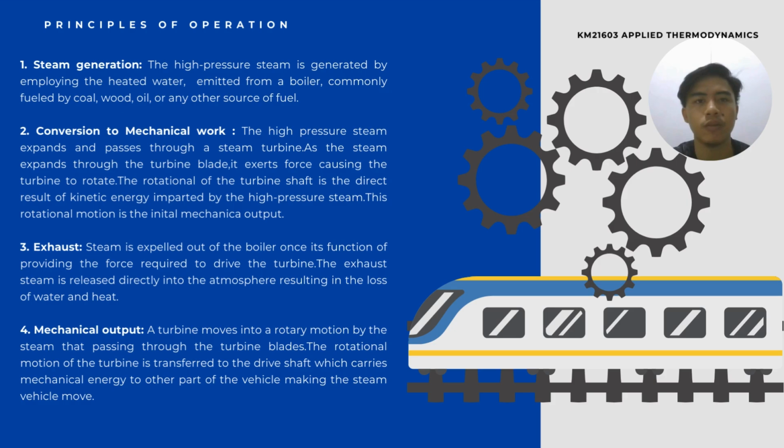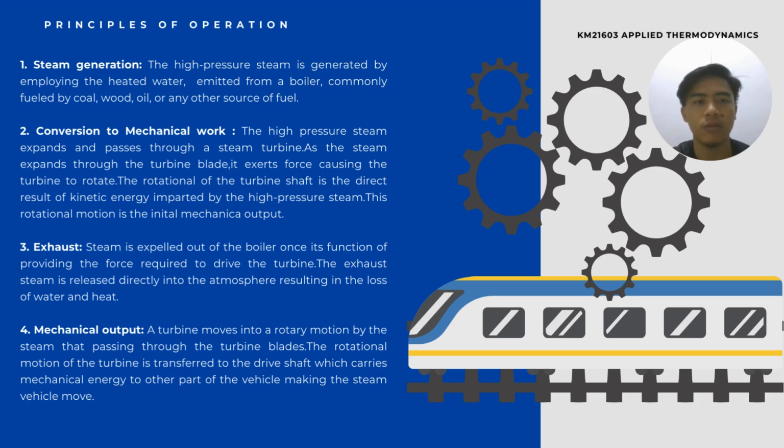So next is about the conversion to mechanical work. The high pressure steam expands and passes through the steam turbine. As the steam expands through the turbine blades, it exerts force causing the turbine to rotate. The rotation of the turbine shaft is the direct result of kinetic energy imparted by the high pressure steam. This rotational motion is the initial mechanical output.